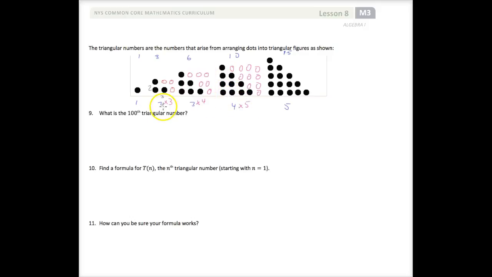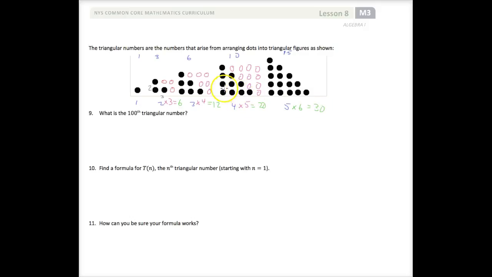So let's think about this. What is 2 times 3? It is, and let me go ahead and give us another color, it is 6. This one is 12. This one is 20. And I bet you we could guess that this is going to be by 6, and it's going to be 30.